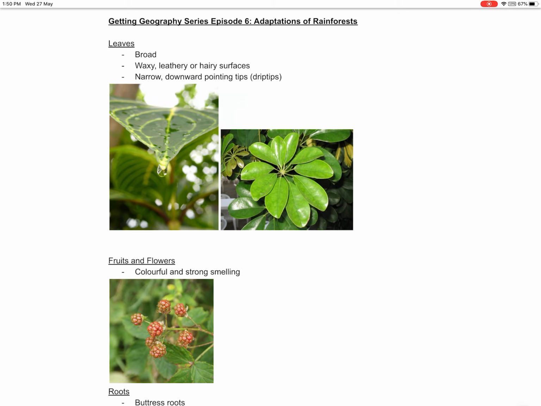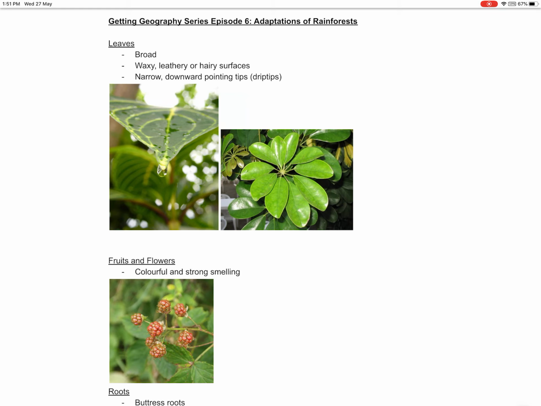So why must leaves be broad in the tropical rainforest? It is to help trees to capture sunlight for photosynthesis. And for waxy, leathery or hairy surfaces, it is to minimize loss of moisture through transpiration due to the high temperatures, so that they will have some water needed for survival as well.